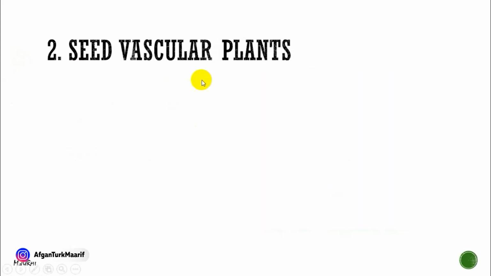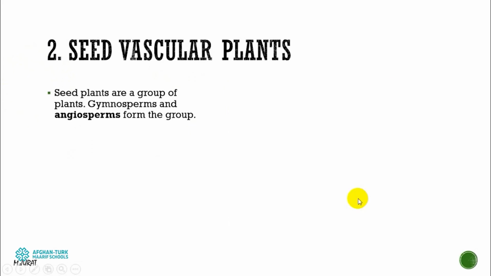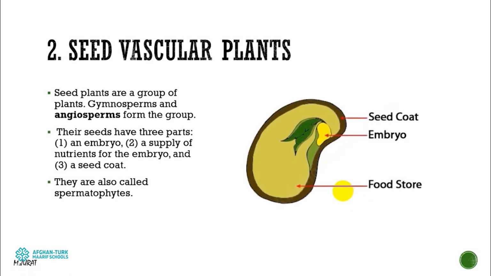The second category is seed vascular plants, the kind of vascular plants which can grow seeds. They are in two categories, gymnosperm and angiosperm, or plants which cannot grow flowers and plants which can grow flowers. Both of them contain seeds. Their seed structure is like this. They contain a seed coat, which is the cover of the seed, and an embryo, the part from which new plants can grow. And there is the food store, which means that until the embryo grows, it can use that food store.